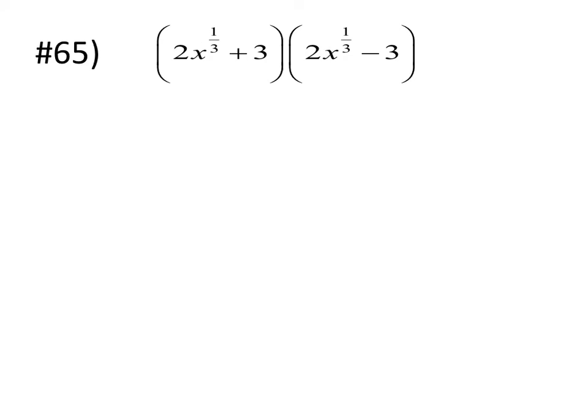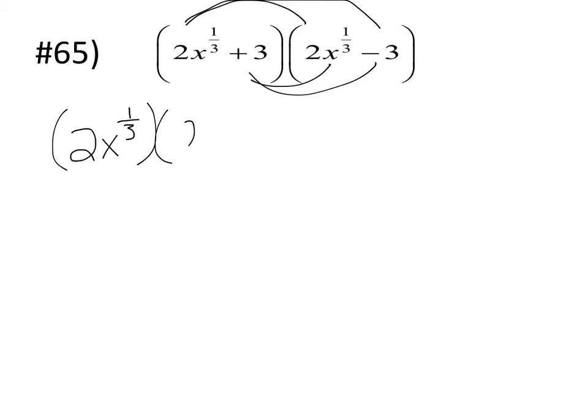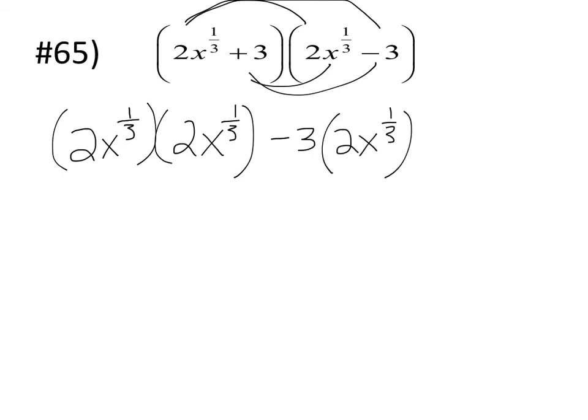Okay, so now we're going to double distribute it. So we'll distribute that, and this and this. So first I've got 2x to the 1/3 times 2x to the 1/3. And then next is minus 3 times 2x to the 1/3. And then plus 3 times 2x to the 1/3. And then minus 9. Okay, so let's deal with each piece.